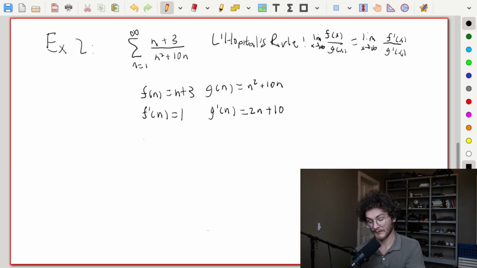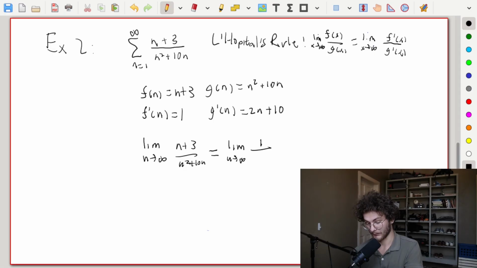So we can now say the limit as n approaches infinity of (n plus 3) over (n squared plus 10n) is the same thing as the limit as n approaches infinity of 1 over (2n plus 10). Now that's a really easy limit. That's a really easy limit. Because this thing over here is going to shoot way up.